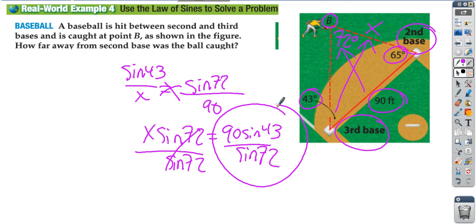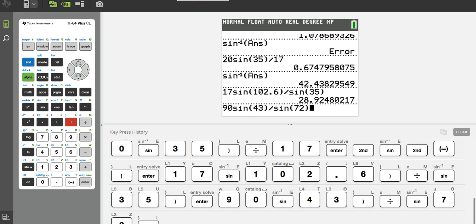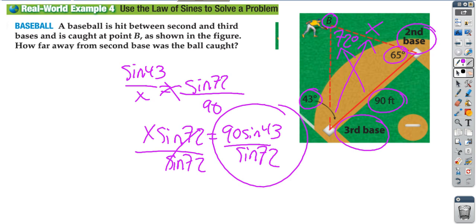It should be less than 90 feet because 72 is the largest angle there, which means 90 feet would be the largest side. So if we're opposite a 43 degree angle, we should have a smaller number. So 90 sine 43, and that's divided by sine of 72. Let's make sure I typed that in correctly. Yep, sine 72. We get 64.5 feet. Okay, so that is section 12.4, which is on the law of sines.